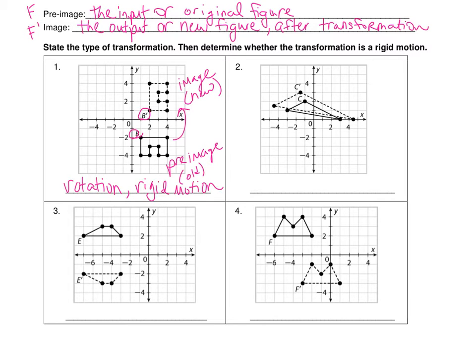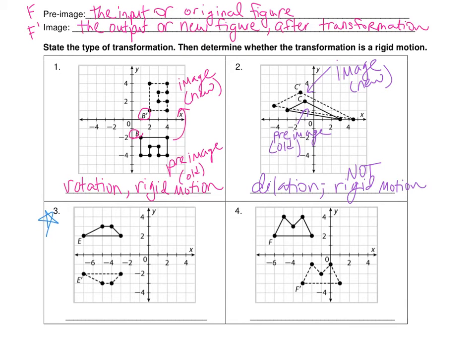For number 2, we can see that the original triangle is the smaller one, and the larger of the 2 triangles is the image. That would be the new figure. And since they are different sizes, that's definitely not a rigid motion, so this would be our dilation. And number 3, now I want you to fill this one out on your own, so tell me what type of transformation it is. You've got 2 left. It is either the translation or it is our reflection.